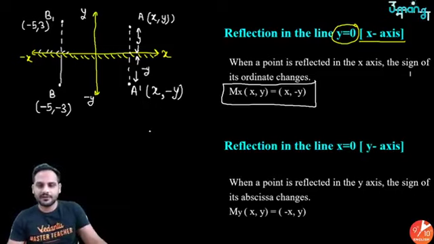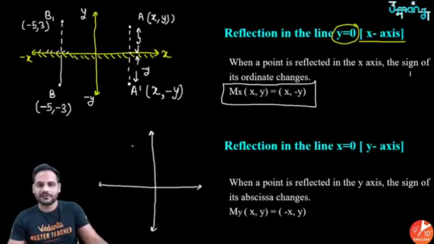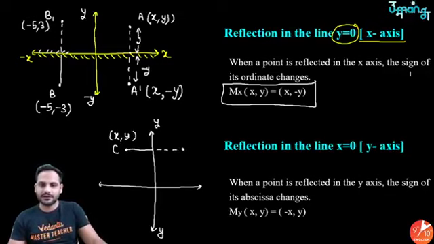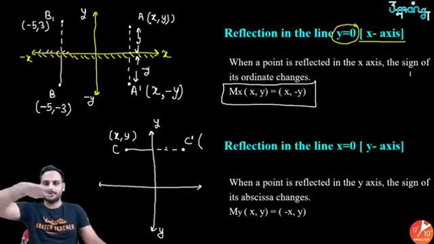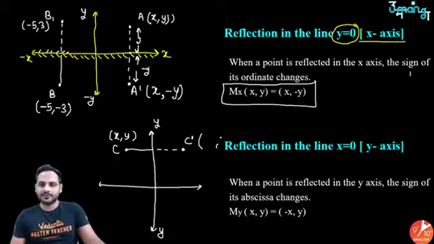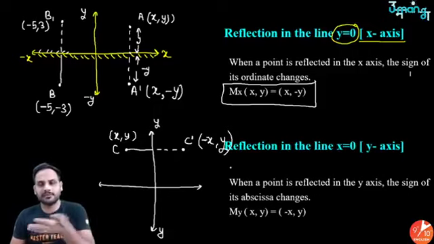Similarly, if we are doing the reflection along y-axis, let's say a point C is here whose coordinates are x comma y. So reflection along y-axis: drop the perpendicular over here, and at the same distance you will get your image C dash. So in this case you will see that the y coordinate is same, the vertical position of the point is same, only thing is the x coordinate will change its sign. If it is negative, it will become positive. If it is positive, it will become negative.